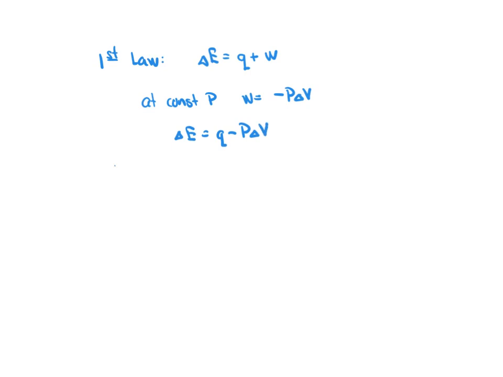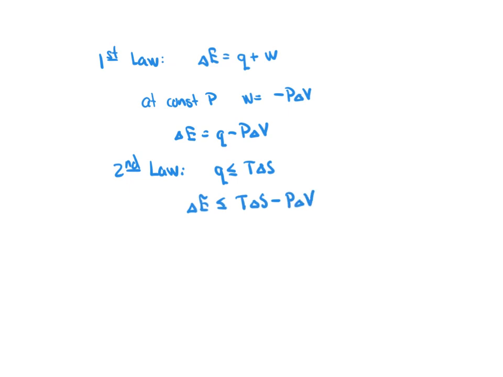Now, the second law tells us that Q is always going to be less than or equal to T delta S. And so if I replace Q in the first law with T delta S, I'm putting in a value that is larger than Q. So this side is going to be larger than delta E. So I can write that delta E is less than or equal to T delta S minus P delta V.